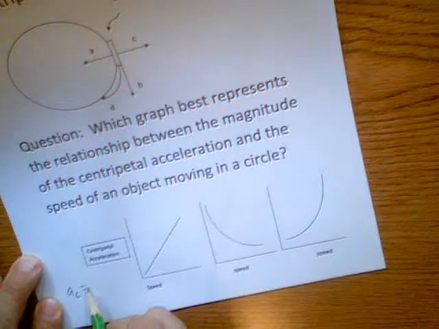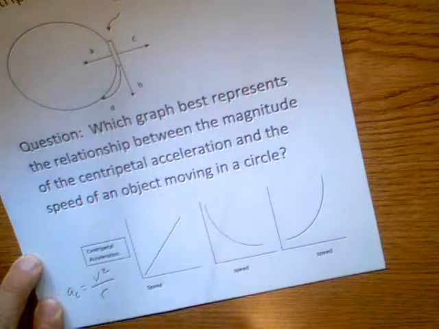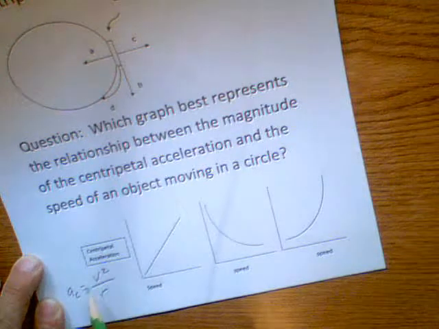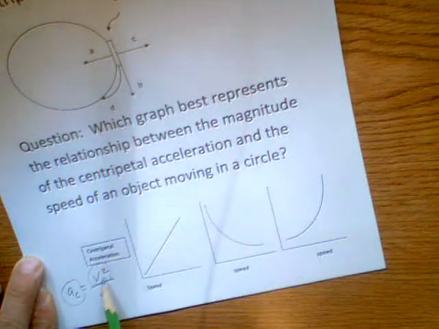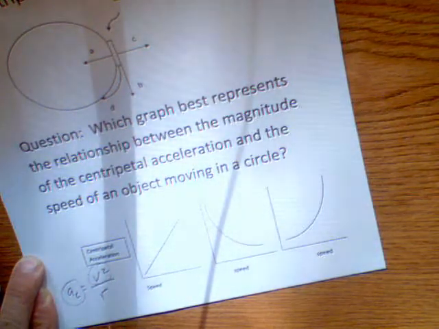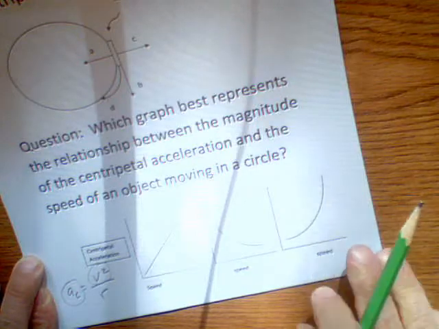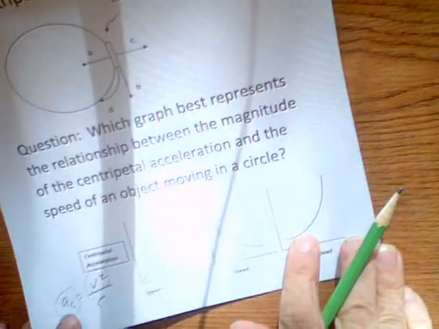a sub c equals velocity squared over r. And so, which represents the magnitude of centripetal acceleration and speed? Well, the speed is squared, so that's why we would have to use this graph, which best represents that square relationship.